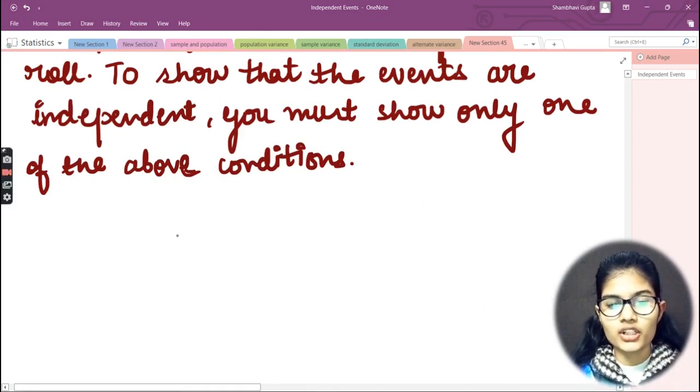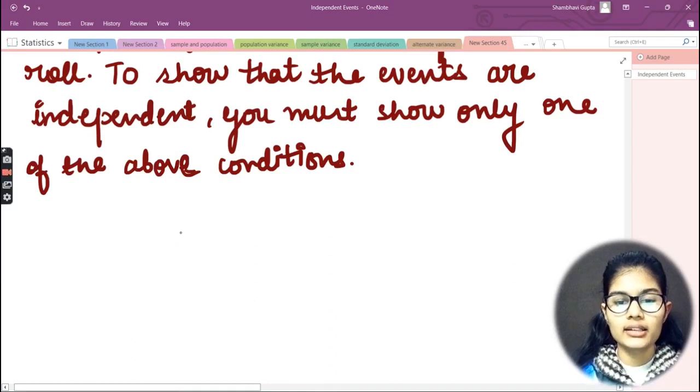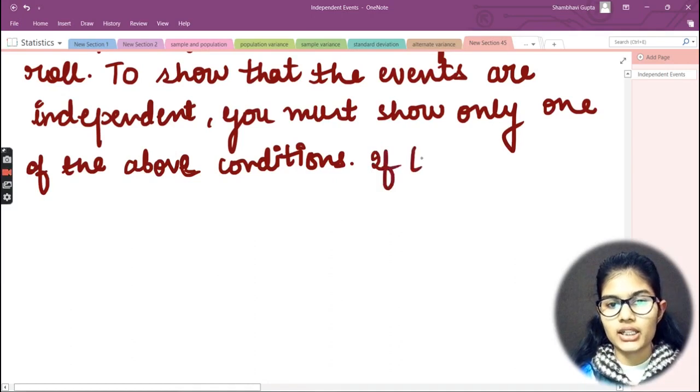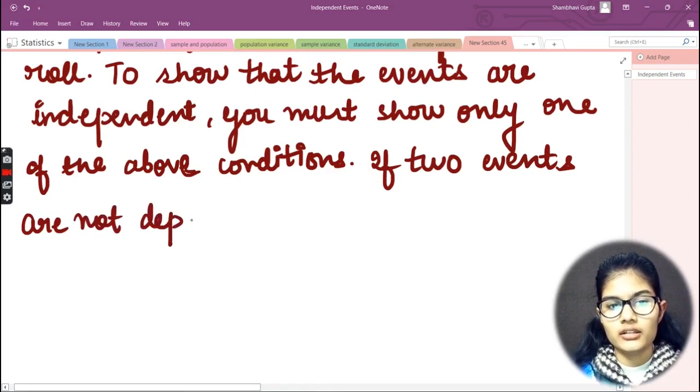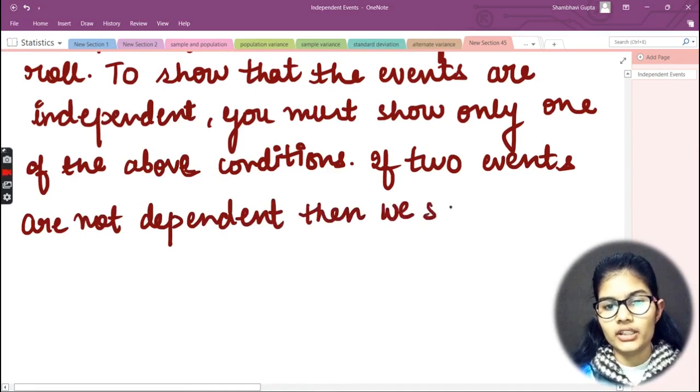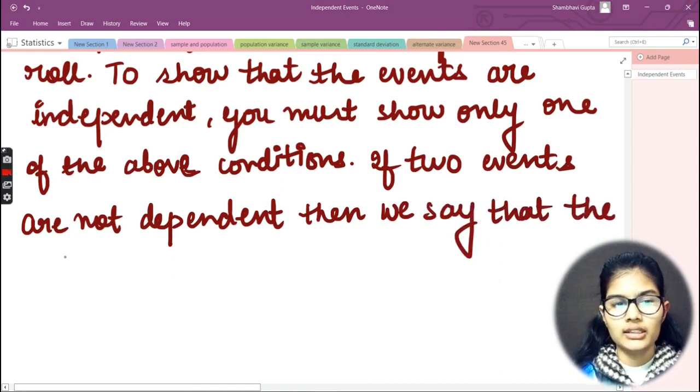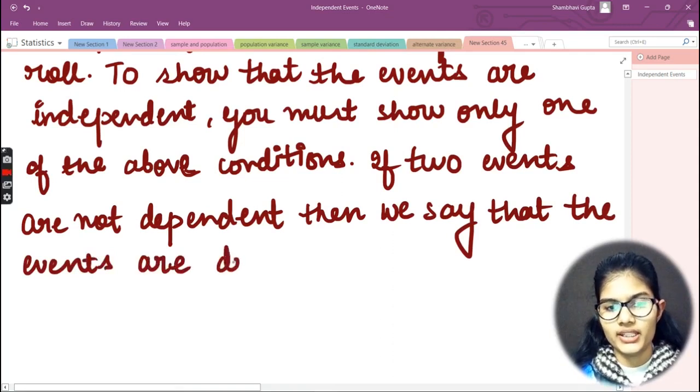So if two events are not independent, then we say that they are dependent. Here I would just write that out: if two events are not independent, then we say that the events are dependent.